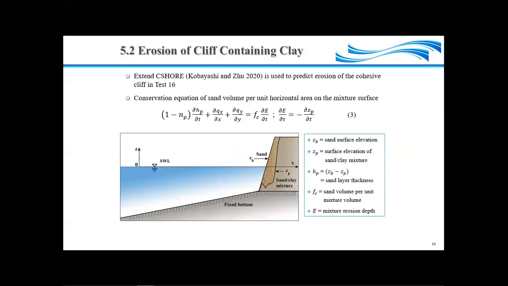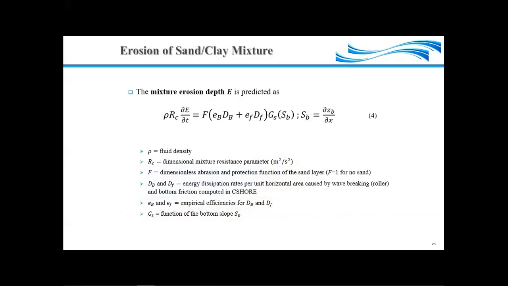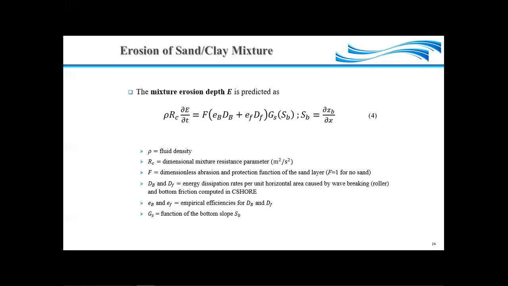And then we looked into the effects of clay. If you have clay in the sand, what happens? In reality, there's clay, you have to say what's going to happen to the clay. And this is the model we use to predict how much cohesive sediment is eroded. This is the vertical erosion of cohesive sediment. This is a so-called physically based empirical equation.